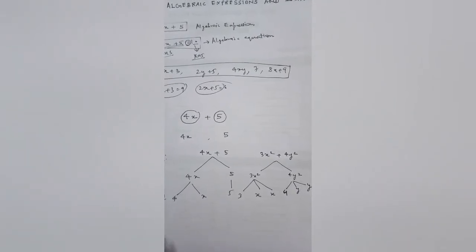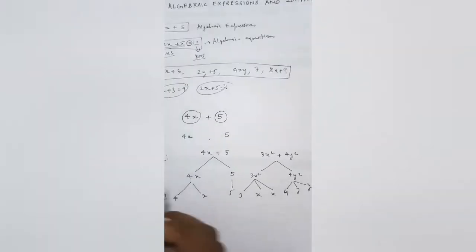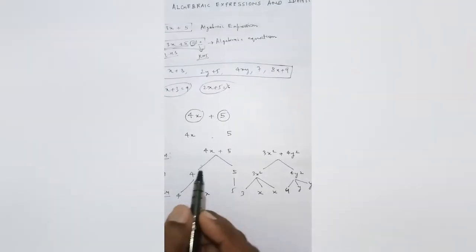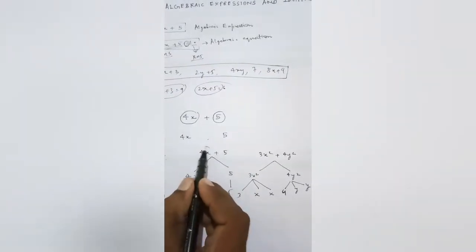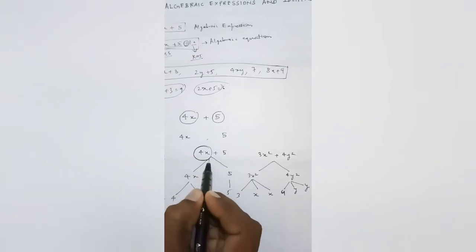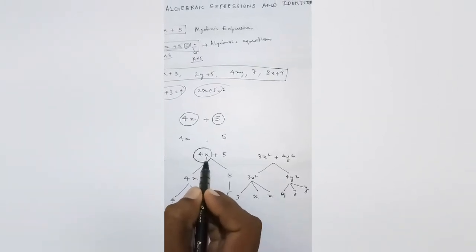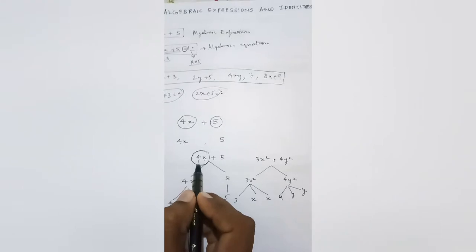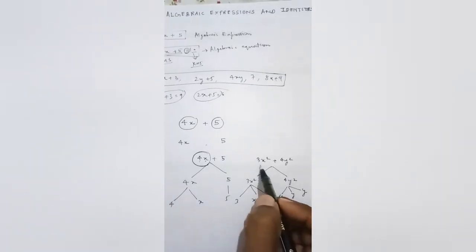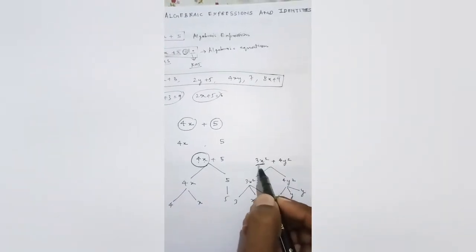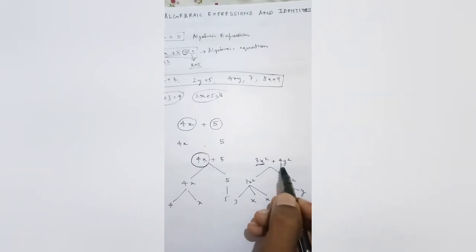If I am talking about coefficients, you have to find coefficients only of the variable terms. You can see this is the first term. In the first term x is the variable and the coefficient of x would be 4. Here the coefficient of x square will be 3, and the coefficient of y square would be 4.